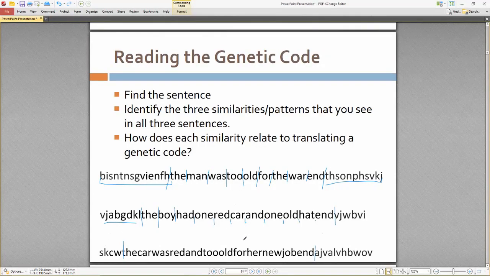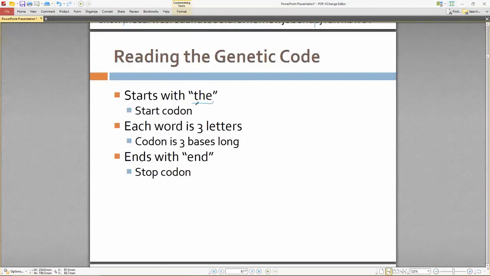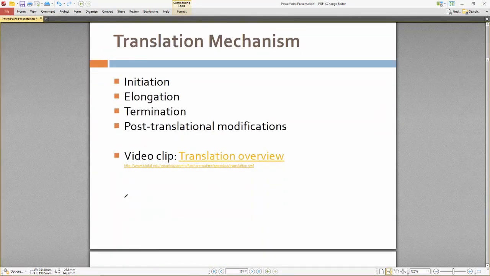You might have noticed a few patterns in these three examples. All of the sentences start with the, and you can think of that as what we'll call from now the start codon. Each word is three letters, and in real life, each codon, we'll learn what a codon is in just a second, is 3 bases long, and all your sentences will end with end, what we'll refer to as the stop codon. We will learn what codons are in the next few slides.